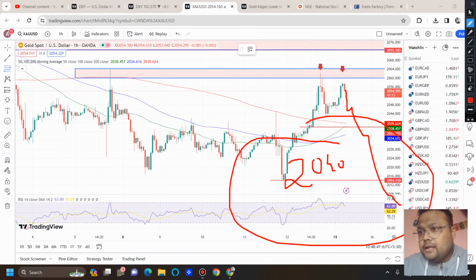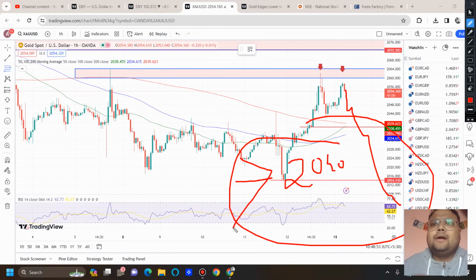So we need to observe whether the fundamentals or the technicals will be dominating the market. Around 2040, yes, we do have some support. If you're a day trader, then you can look for some buy around this area. How much can you expect? 40 to 50 pips. And if you're looking for a big trade where you can score 100, 200 pips, then I think you need to wait a little longer.